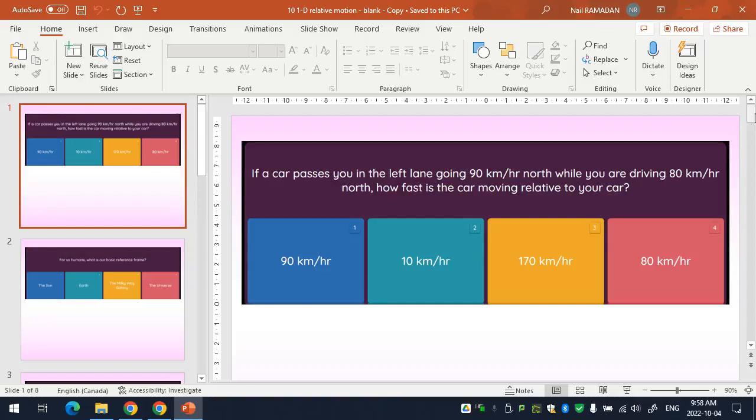If a car passes you in the left lane, what does that mean? Car passes you. Who's faster, you or the other car? All right, passes you in the left lane, so I guess it's me, and the car passes me this way, in the left lane, going 90 kilometers per hour north. That's fine, whatever direction, sure. While you are driving 80 kilometers per hour north, how fast is the car moving relative to your car?